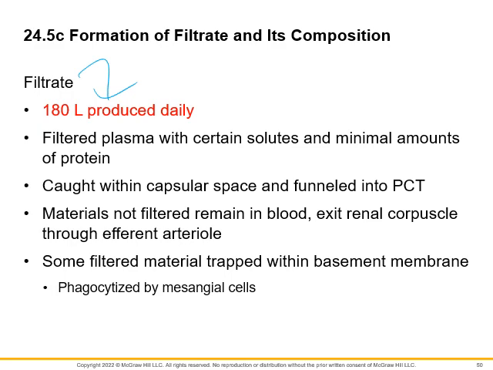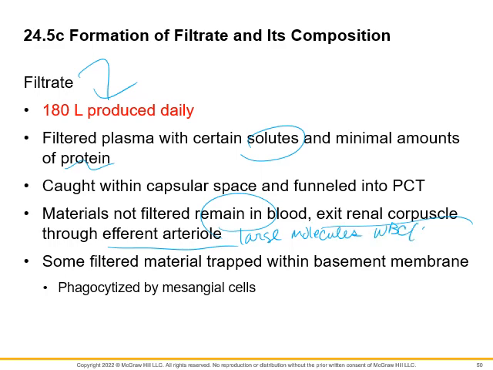We produce quite a bit of filtrate. So we're going to have solutes in there, we're going to have water, a tiny little bit of protein. The majority is going to be reabsorbed, right? So materials not filtered remain in the blood. They exit the renal corpuscle at the efferent arteriole. So I'm thinking here, these are really large molecules, like your formed elements: white blood cells, red blood cells, platelets.